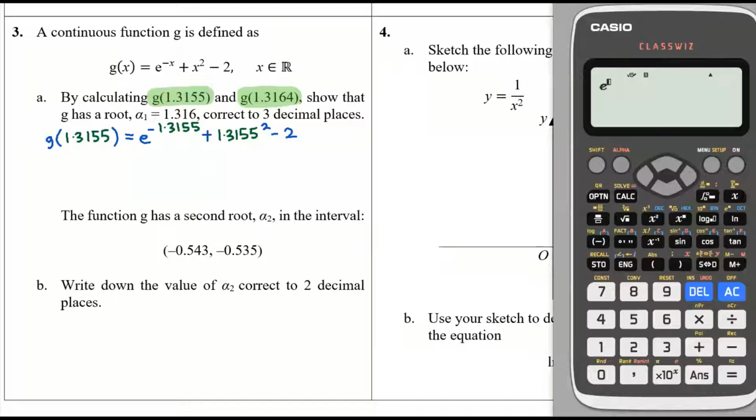Shift E, so put the values in, so it's negative 1.3155. Okay, just make sure the numbers are correct. Just come out of that, plus 1.3155 and then square that. Okay, and then subtract 2. What do we get? Okay, so we get a very, very small number.